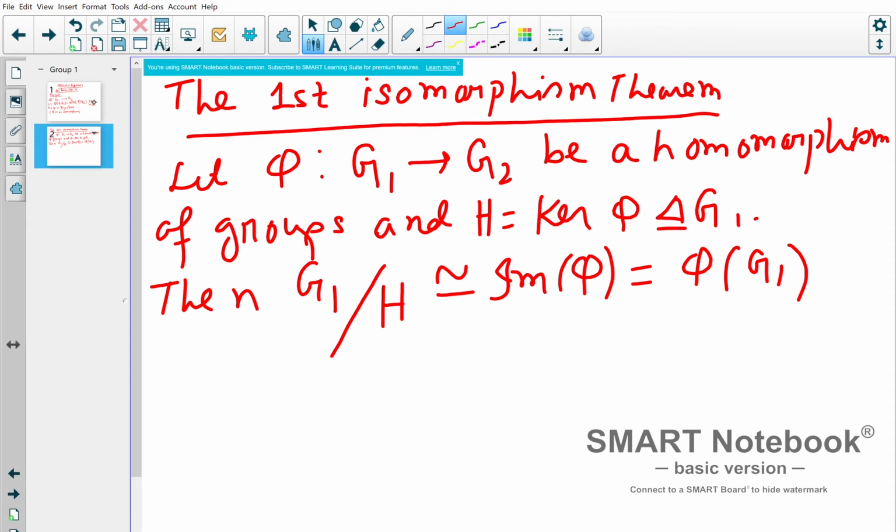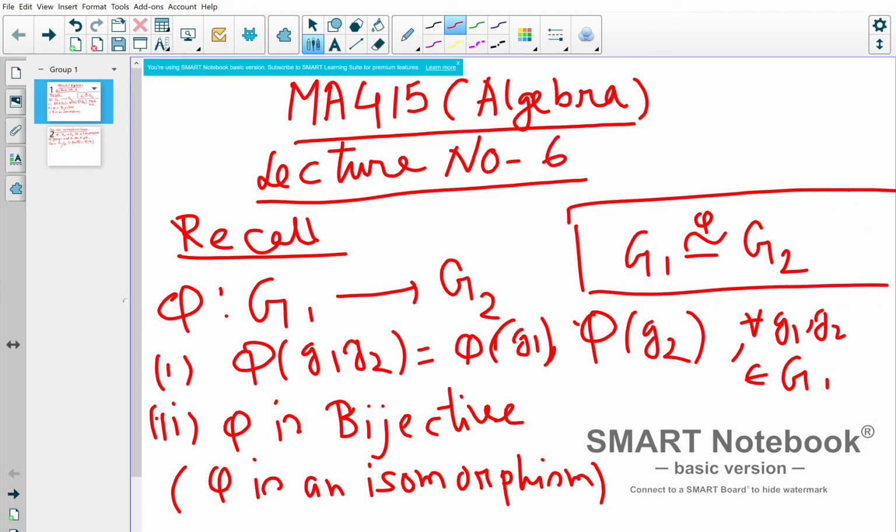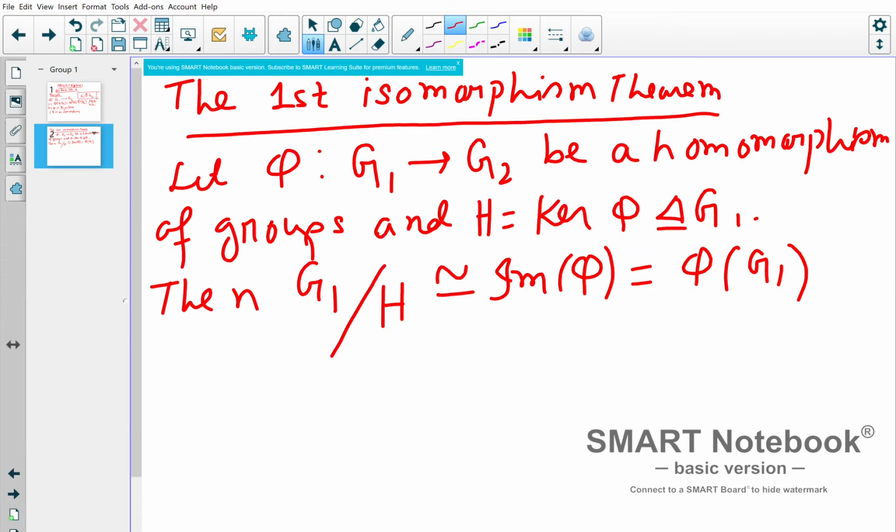So this is the meaning of isomorphic. Okay, so let me write down. If there is an isomorphism, then we will say that G1 is isomorphic to G2. Some people also write phi here, that means phi is the isomorphism, phi is one of the isomorphisms. Okay, this is the symbol of isomorphism. So in this case, we write that G1 mod H is isomorphic to the image of phi. Okay.